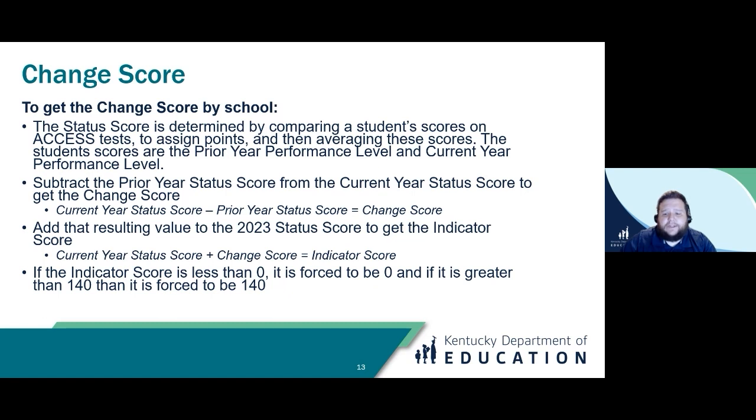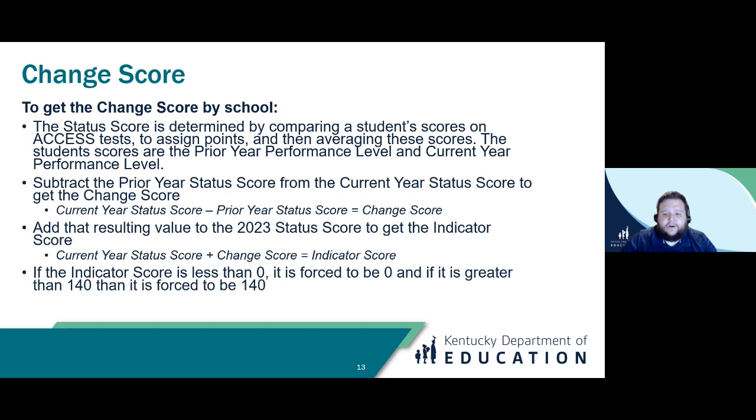Now, to understand the change, we compare the status score from the prior year to the current year. So here's the formula: current year status minus prior year status. This gives us the change score. Once we have the change score, we add it to the 2023 status score, and this will give us what we call the indicator score.